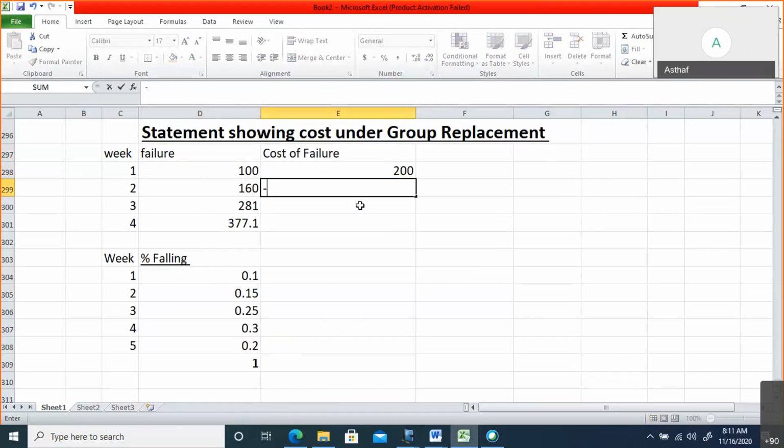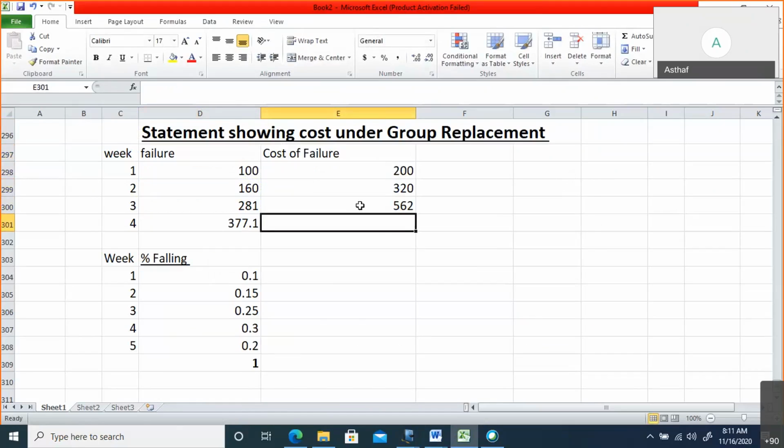This also will come, and what is the cost? 2 rupees. This again will come, 2 rupees. Again 2 rupees. So how do we make the cost? This cost is very simple. You incur 2 rupees: failure column into 2, again failure into 2, failure into 2. Very simple. How is the failure? Failure is very easy.